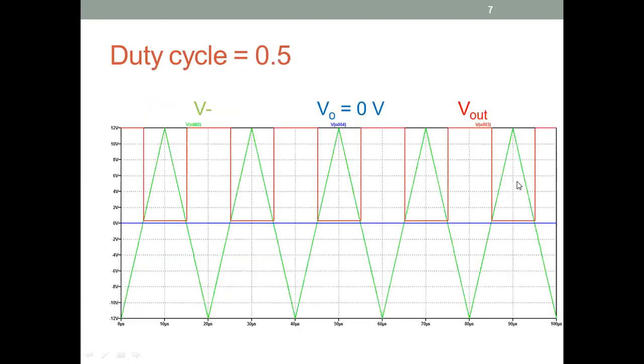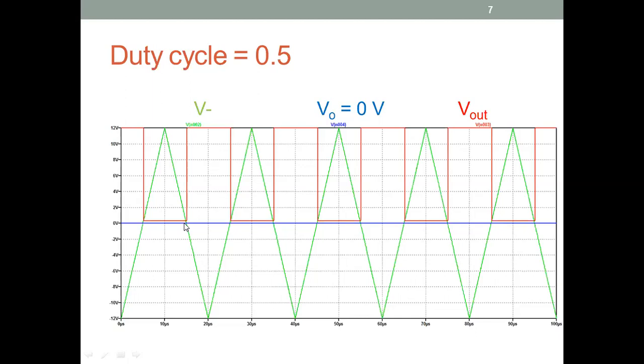So here is one example. The green is the triangle wave. The blue is VO, the other input to the comparator, and the red is the output of the comparator. As we can see, when the blue is higher than the green, the output is high. When the blue is lower than the green, the output is low. The output of the comparator here I have assumed to be 12 volts and 0 volts.